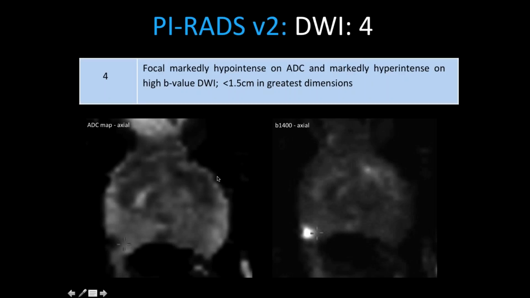As an example, there's a diffusion-weighted sequence with the ADC map and the high B value on the right side. On the left-hand side, in the right peripheral zone, there's a dark hot spot on the ADC map. We don't actually measure the ADC value, but if we measure the diameter, it's less than 1.5 cm. It's high in the high B value, so very suggestive. So in this case, the score is a 4 in diffusion, and the final PI-RADS score will be a 4 because it cannot be altered by T2 or perfusion.